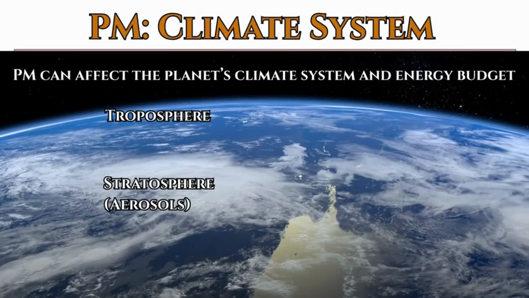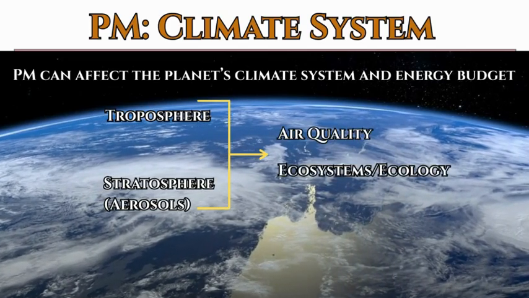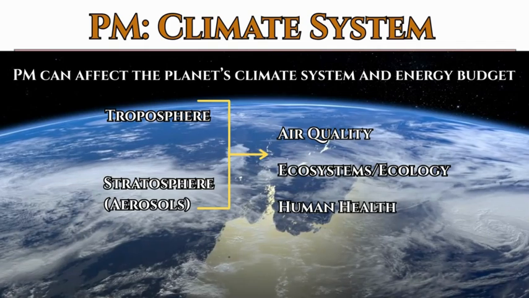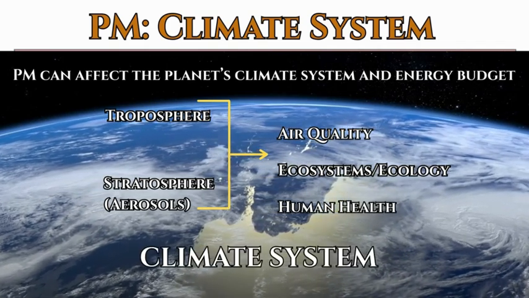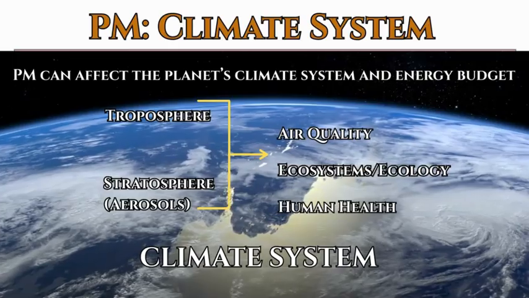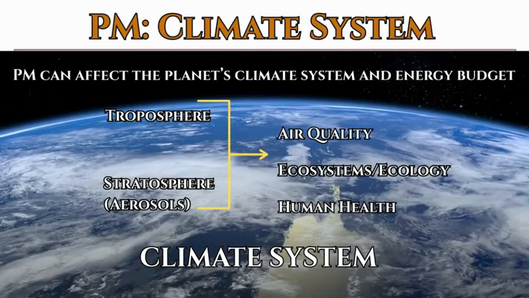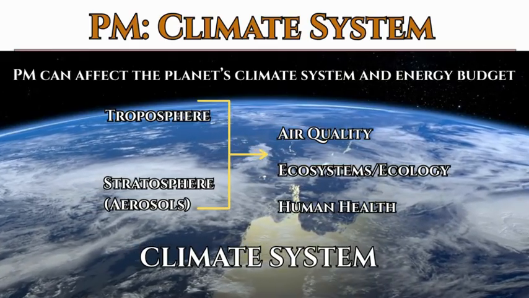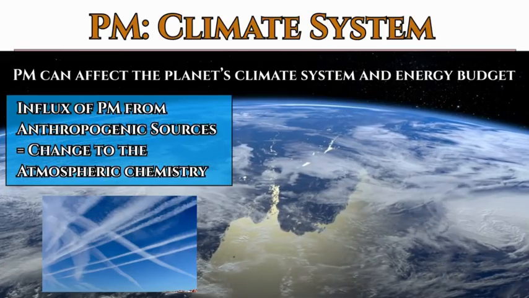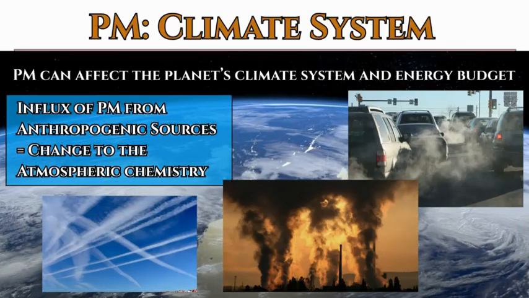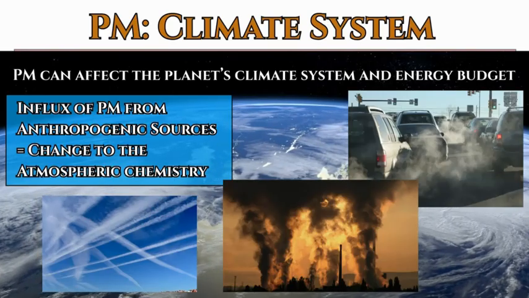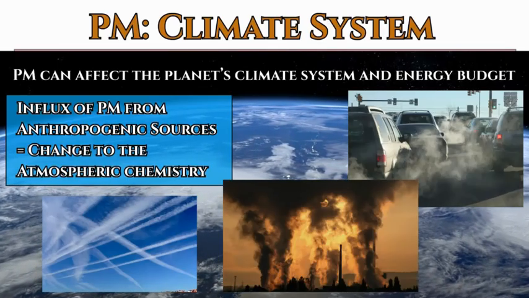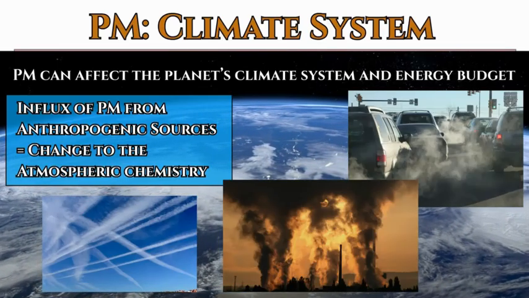Particulate matter plays an important role in the air quality, the atmosphere in terms of the troposphere and stratosphere, the ecosystem health, human health, as discussed earlier, but also the climate system and the Earth's energy budget can and is affected by particulate matter. Now, the increased amount of PM and the influx of PM from anthropogenic sources plays a role in changing that energy budget and changing the chemistry of the atmosphere and how energy is absorbed, reflected, and utilized within the atmosphere, and also how it gets to the surface.